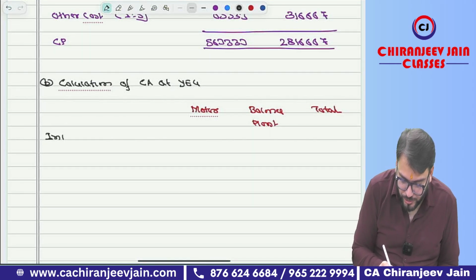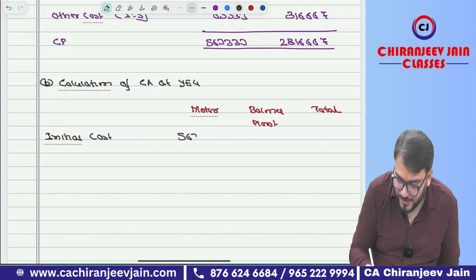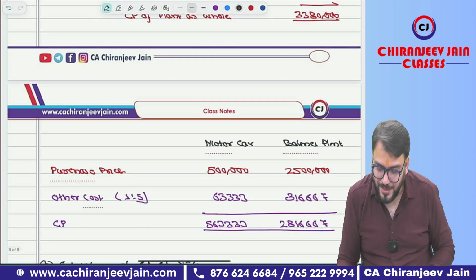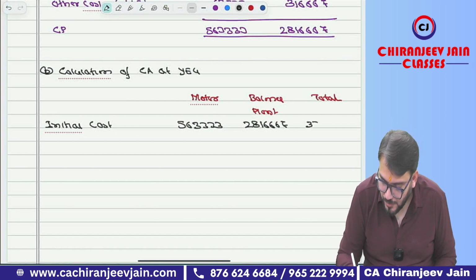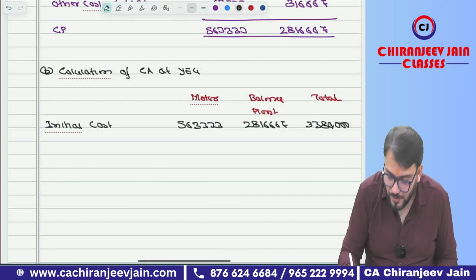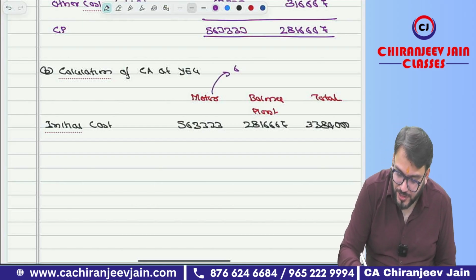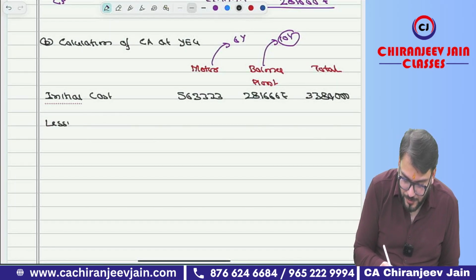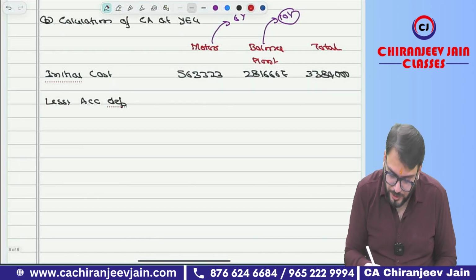What is the initial cost? Initial cost we already calculated: 5,63,333 and 28,16,667. Total we already know, that is 33,80,000. Now for the motor, the useful life given is 6 years. For the balance plant, the useful life given is 10 years. It is given in the question. Okay. Now we can find out accumulated depreciation. For this, what will we do?